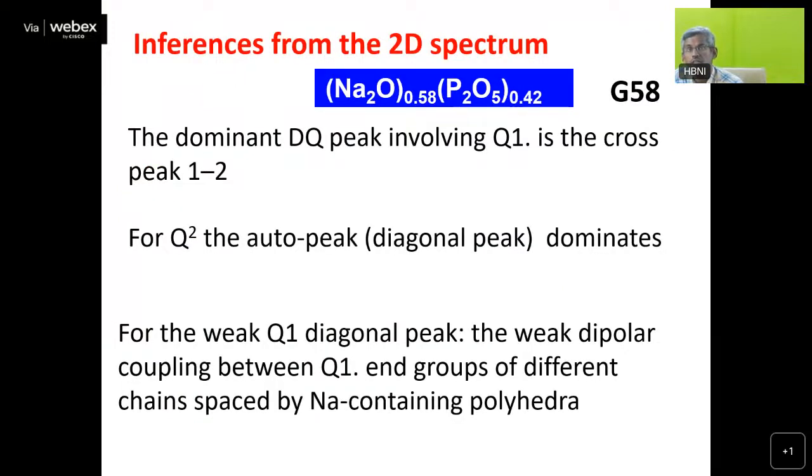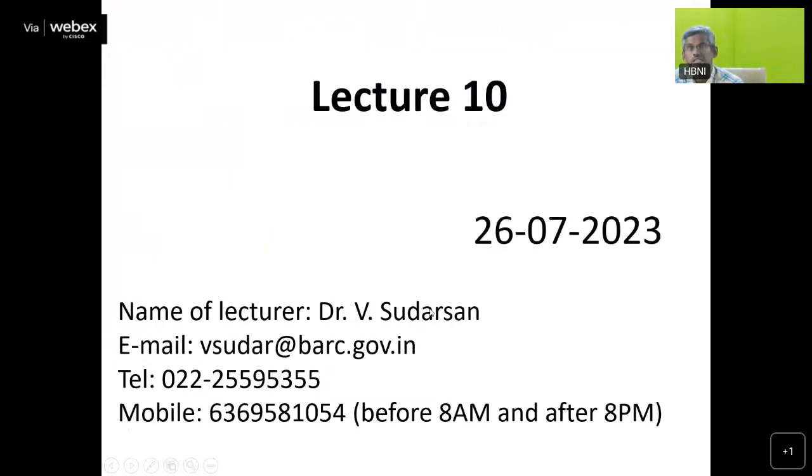So let us move further. That is what I think I have mentioned here. This I have anyway mentioned in the last class also. Q2 is the ortho peak or the diagonal peak dominance. This I have explained in the last class.